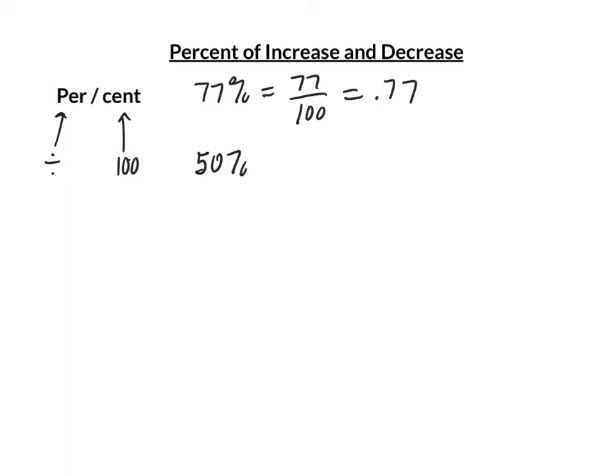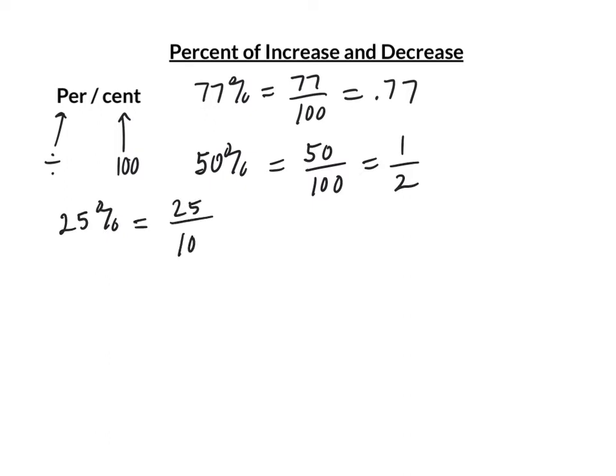50% then is 50 divided by 100. And since the numerator and denominator are both divisible by 50, if I divide them both by 50, I get 1/2. 50% is 1/2. 25% is 25 over 100, and that would simplify or reduce to 1/4.